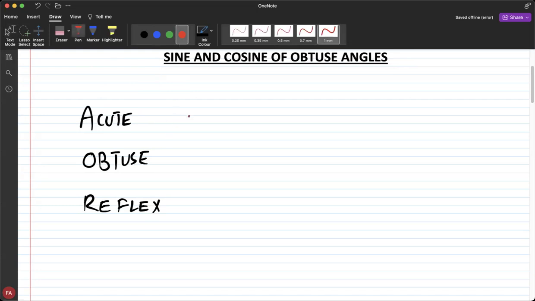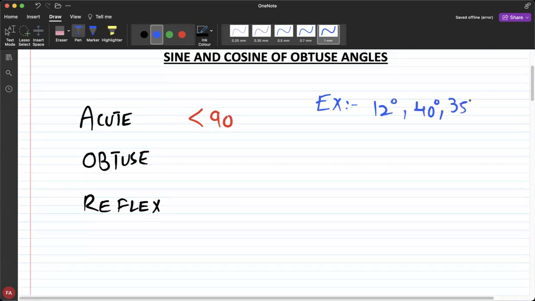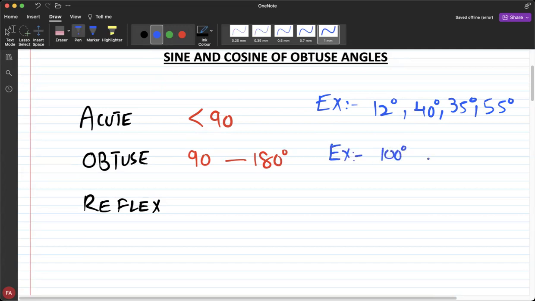When I say the word acute, it means something that is less than 90. An example of that would be maybe perhaps 12 degrees, similarly 40 degrees, 35 degrees, even 55 degrees as well. All these are examples of acute angle. In a similar way, when I say the word obtuse, it means something that lies in between 90 and 180 degrees. Again, an example of this would be perhaps 100 degrees, maybe 120 degrees, 130, anything that goes till 180.